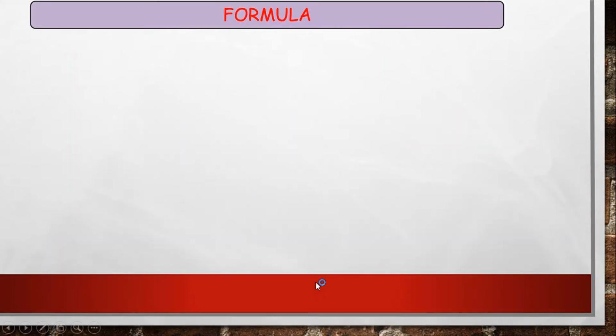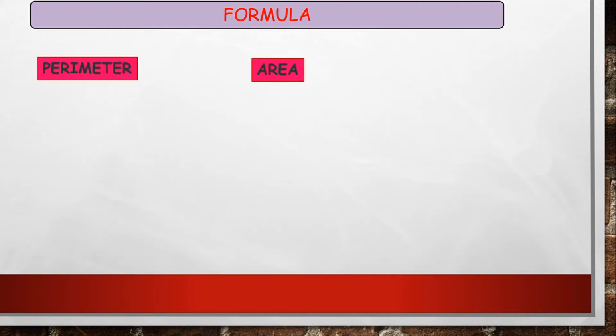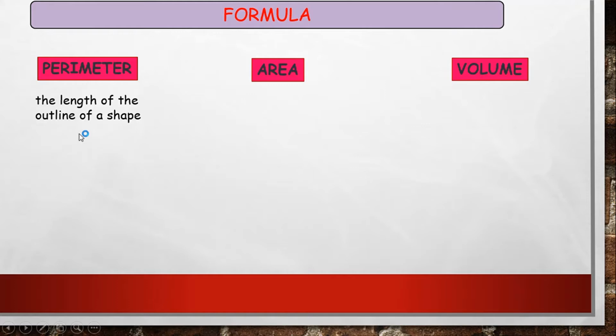The formula we use in solving problems involving space is perimeter, area, and volume. How to calculate perimeter? Remember, perimeter is the length of the outline of a shape. That means you have to add each side. Perimeter is the total length of the outline of a shape.